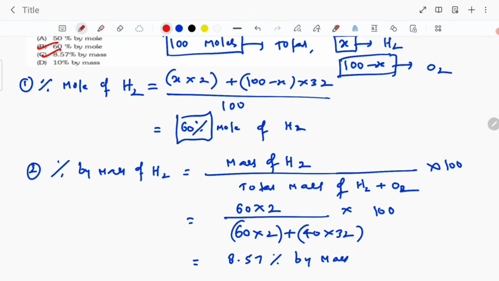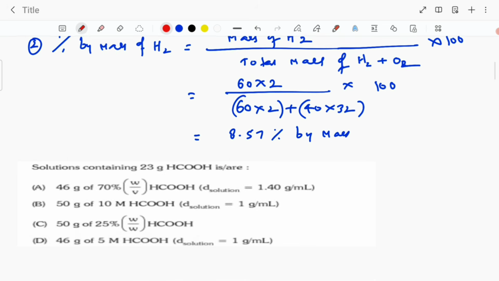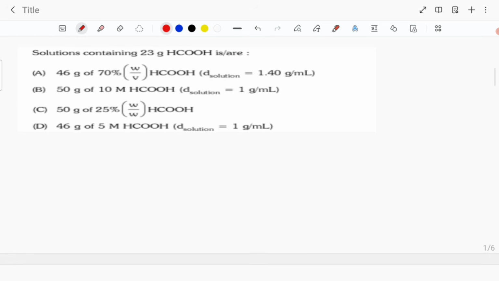Next, moving further, solutions containing 23 grams of HCOOH is R. See here, first option I am taking directly. First option I am explaining in detail, remaining automatically follow the same pattern. Here I am taking 70% W by V HCOOH, meaning 70 gram is in 100 ml solution.